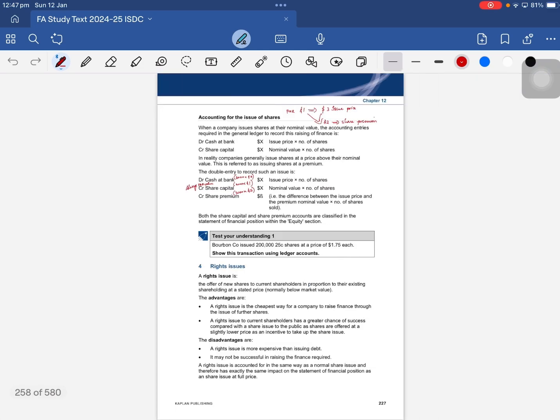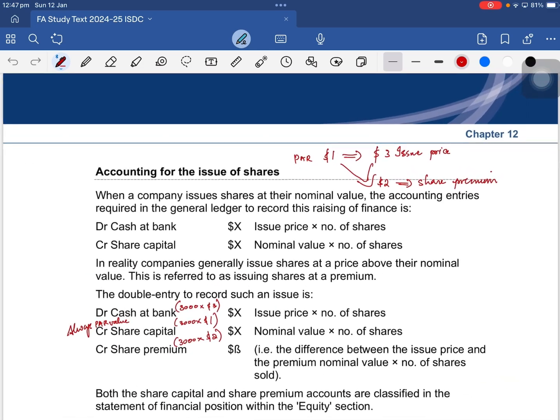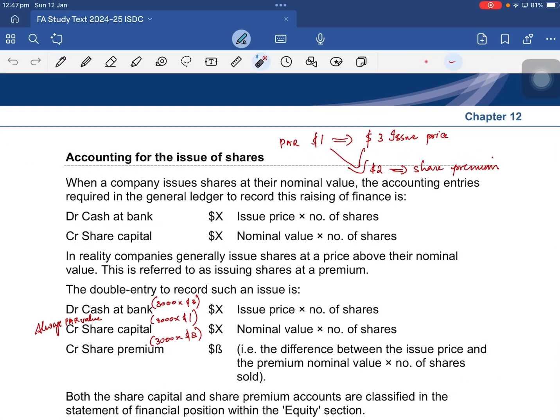So that is all you need to know. Next is the accounting treatment. When you issue shares, you get cash at bank, right? So it is debited. And you're getting capital, so capital is credited, which is group 2 in nature. Clear?